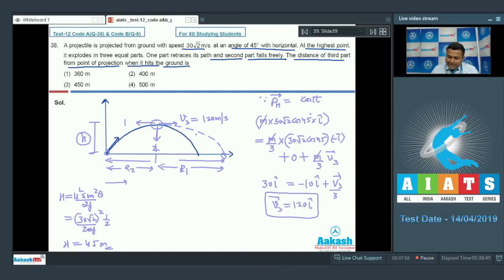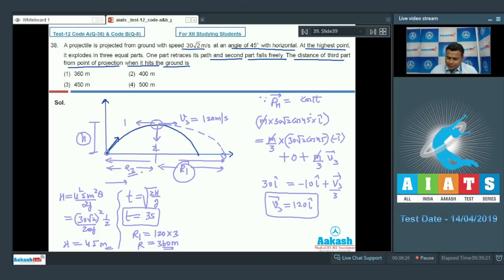Now the time taken for this v3 to come to the ground can be given as small t, that is under root 2H by g. Putting the value of capital H, we get 3 seconds for this time. So now we can calculate this R1, that is speed 120 multiplied by time, 360 meter. We have got this distance.